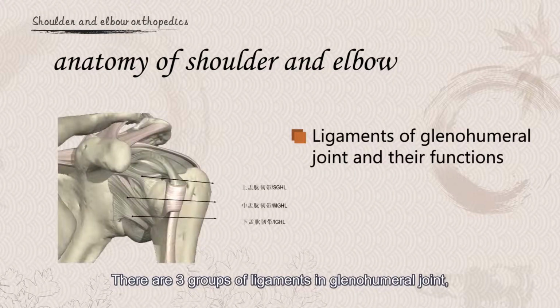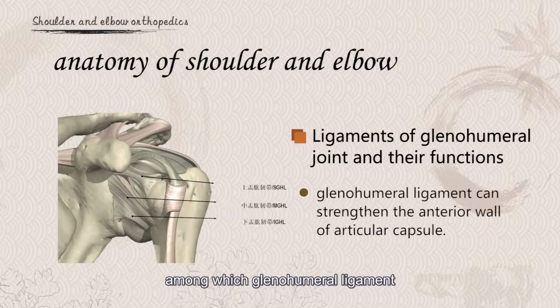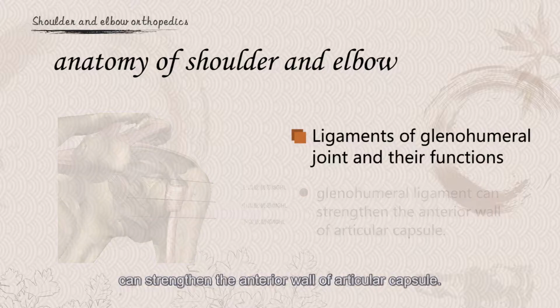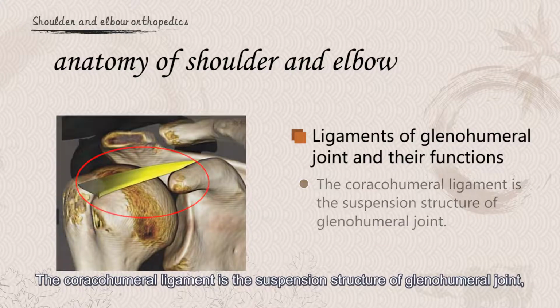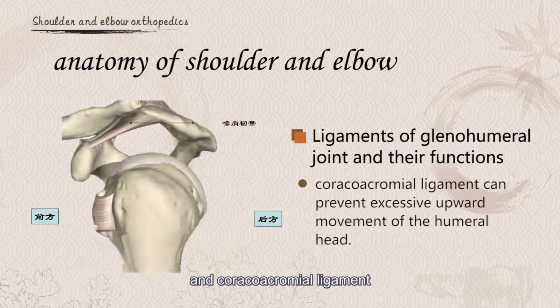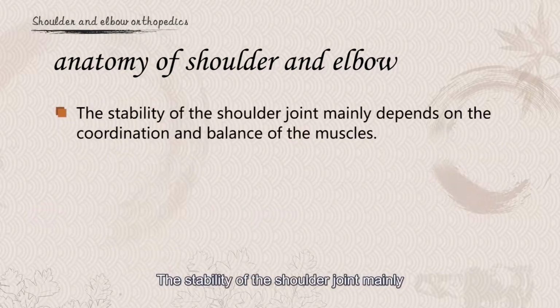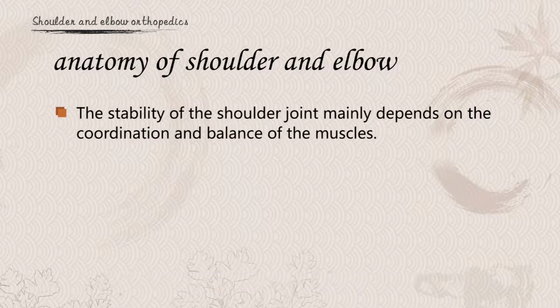There are 3 groups of ligaments in the glenohumeral joint, among which the glenohumeral ligament can strengthen the anterior wall of the articular capsule. The coracohumeral ligament is the suspension structure of the glenohumeral joint, and the coracoacromial ligament can prevent excessive upward movement of the humeral head. The stability of the shoulder joint mainly depends on the coordination and balance of the muscles.